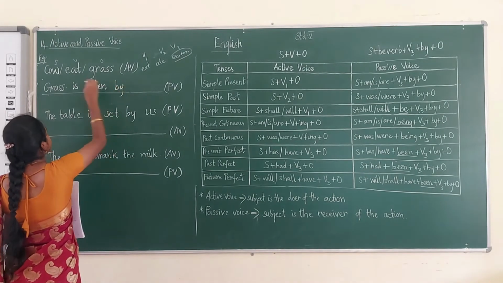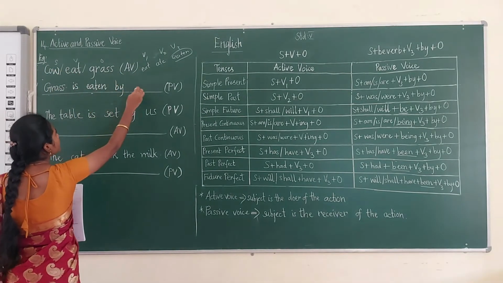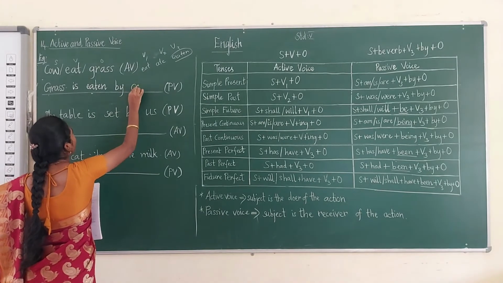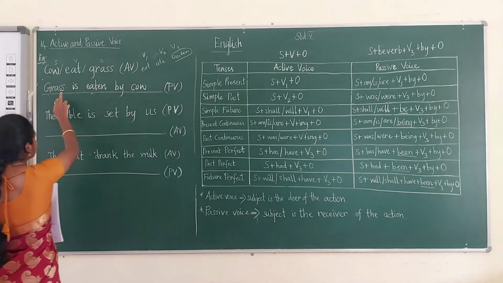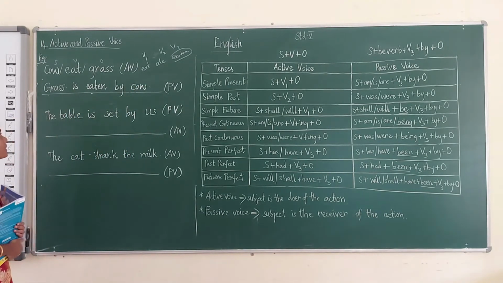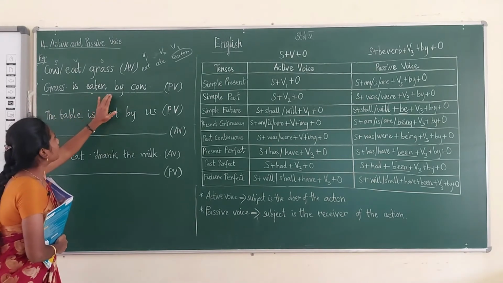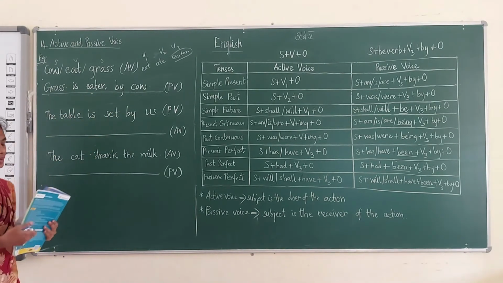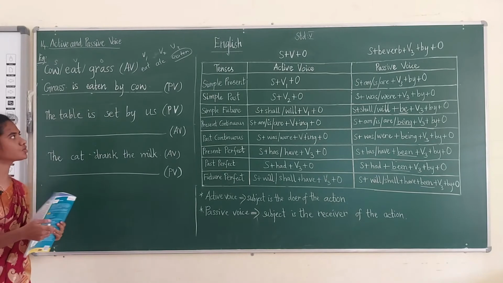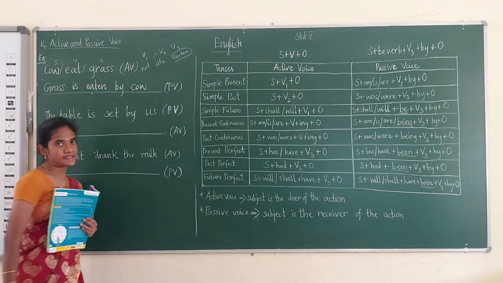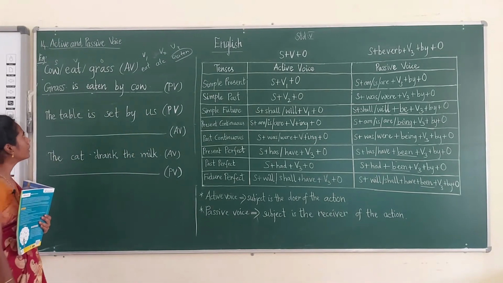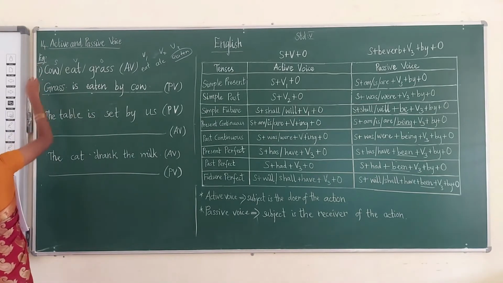Then next you have to write by. Then the subject in the active voice becomes the object in the passive voice. That is cow. Now the new sentence form is: grass is eaten by cow. So this is the passive voice. Students, are you clear with this? So this is the first example.